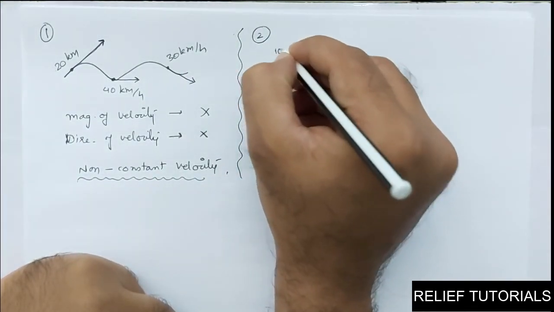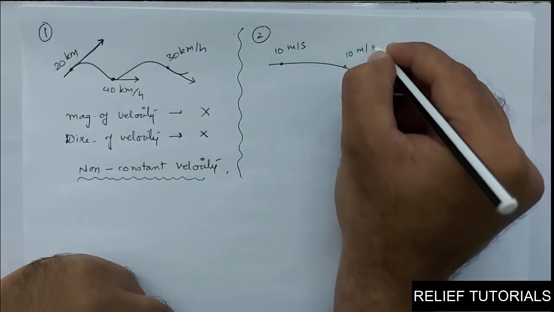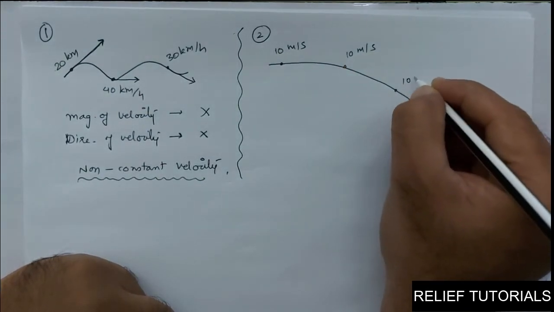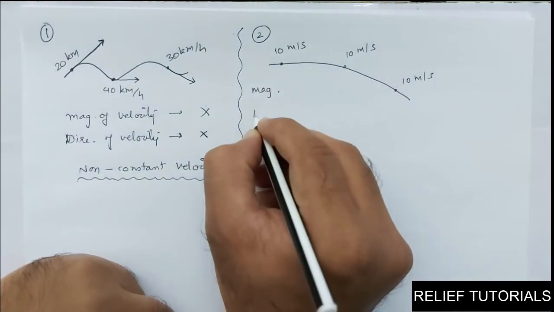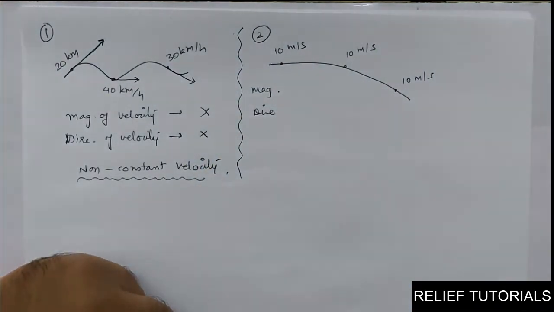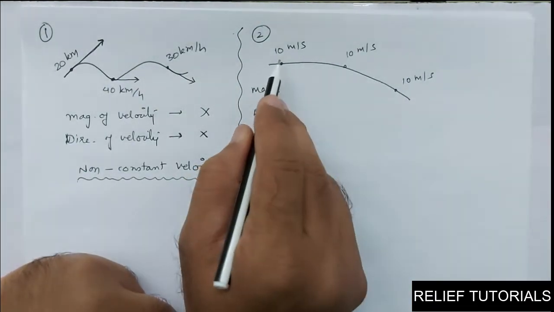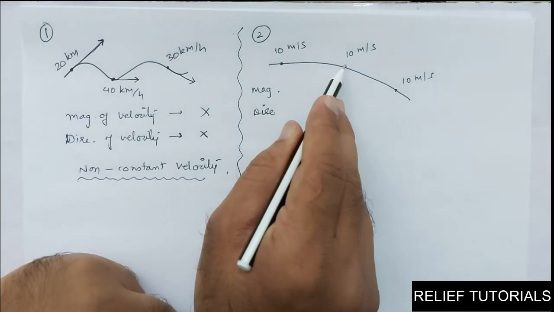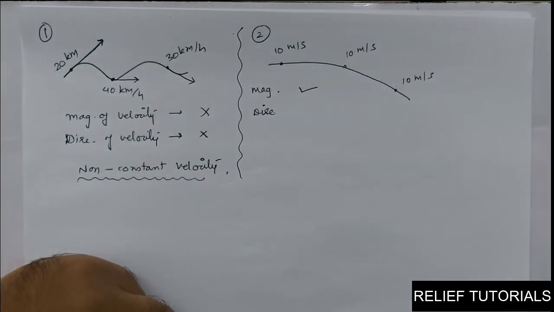Here the magnitude of velocity is 10 meter per second. Here 10 meter per second. And here 10 meter per second. So what about the magnitude of velocity, direction of velocity and type of motion? The magnitude of velocity is 10 meter per second, 10 meter per second, 10 meter per second. So the magnitude of velocity is constant.